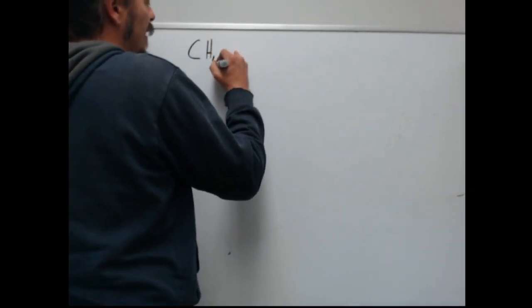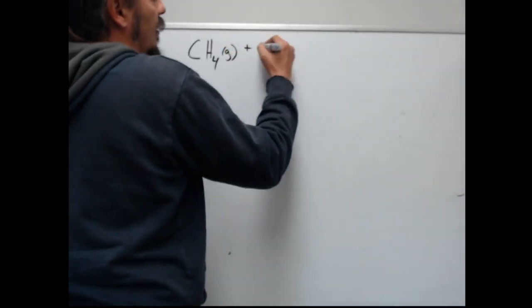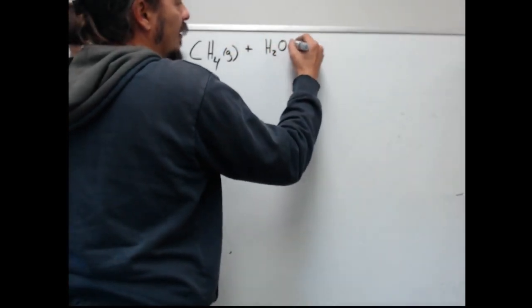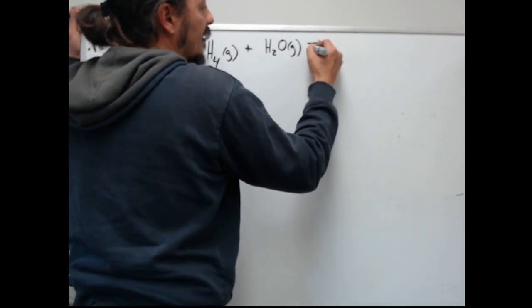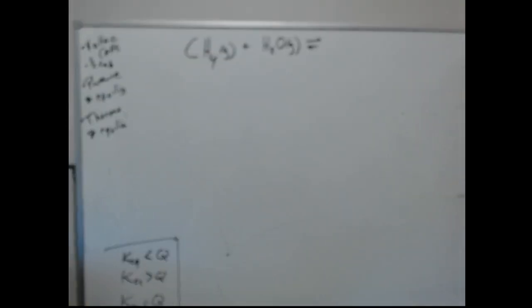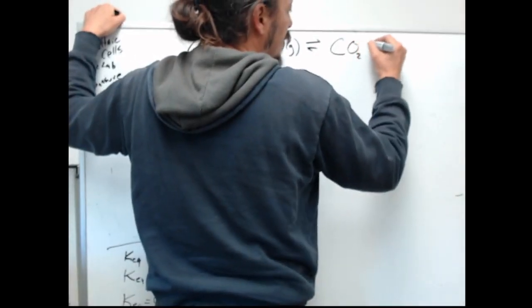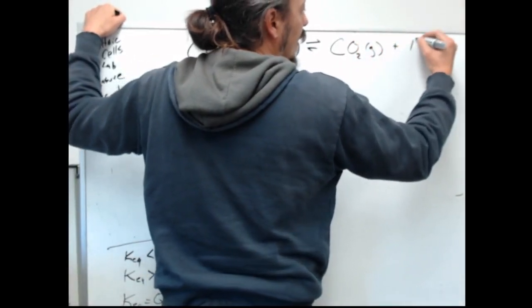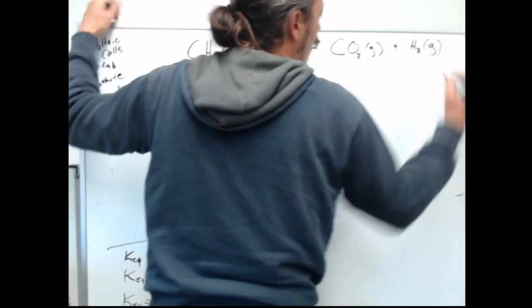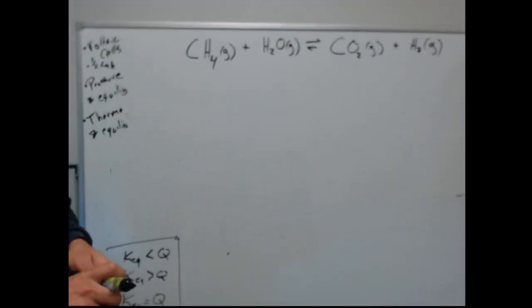We're looking at a chemical reaction. We're looking at methane gas reacting with water gas. And this can go through some sort of chemical reaction to produce CO2 gas and H2 gas. You might be looking at this and thinking, wait a minute.